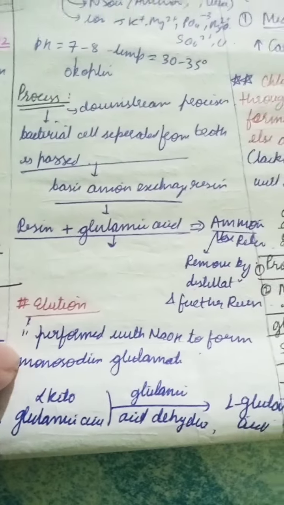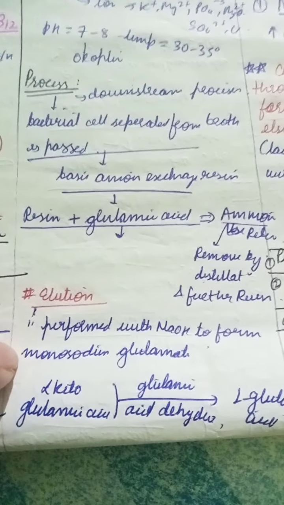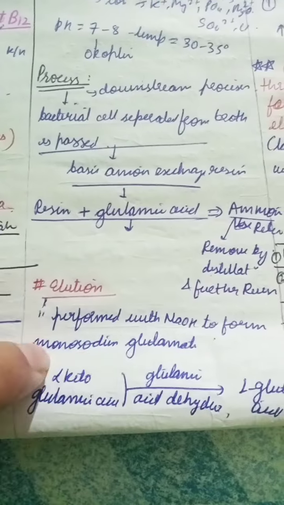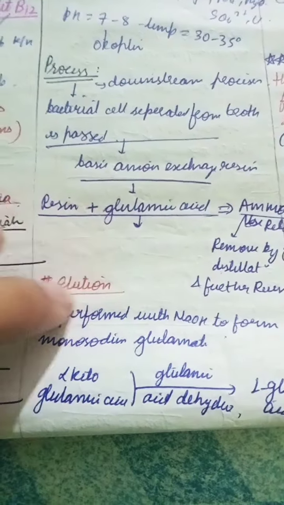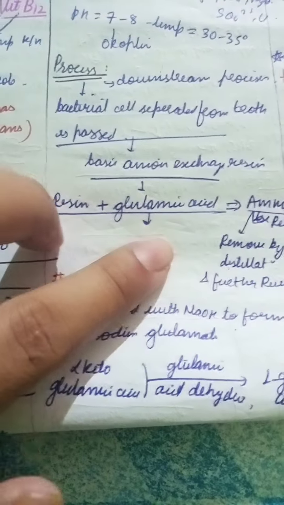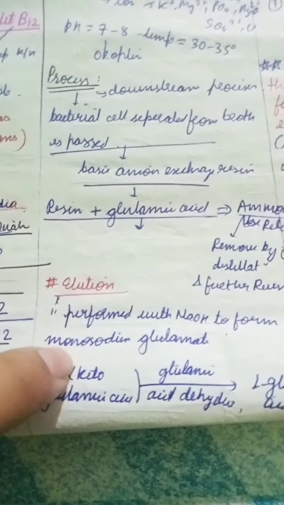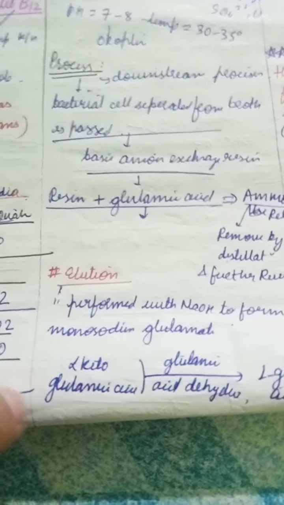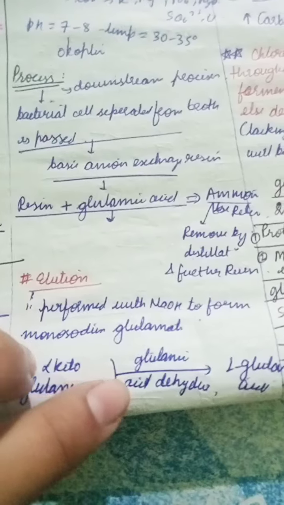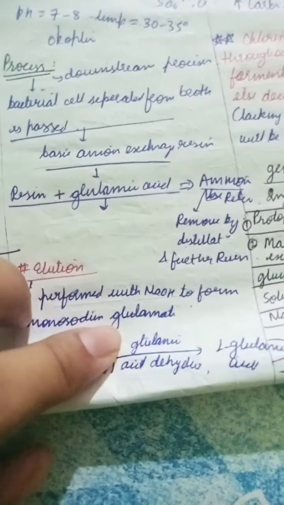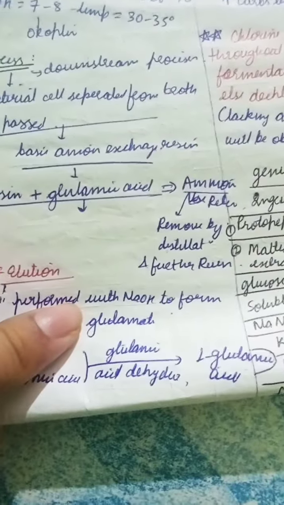The elution is performed with NaOH to form monosodium glutamate. Now, we have to elute this glutamic acid, so we put NaOH in it and it forms monosodium glutamate. Now alpha ketoglutaric acid is converted, in the presence of glutamic acid dehydrogenase, into L-glutamic acid.